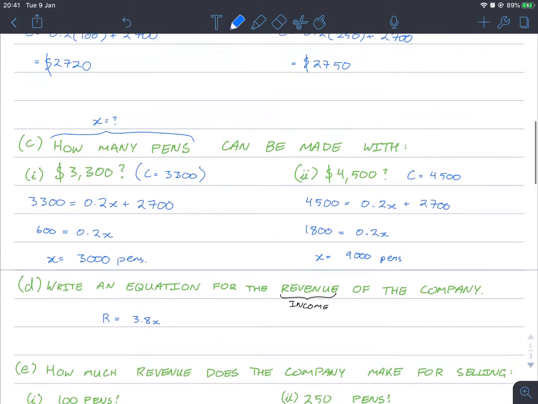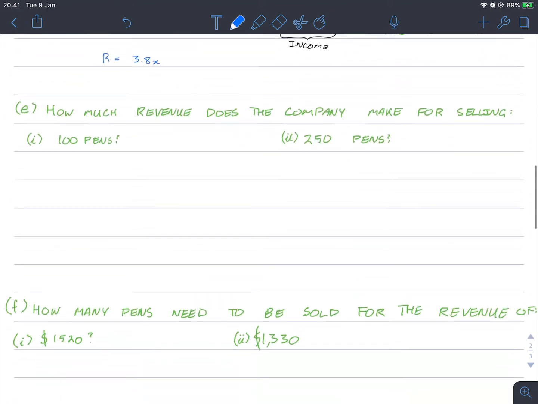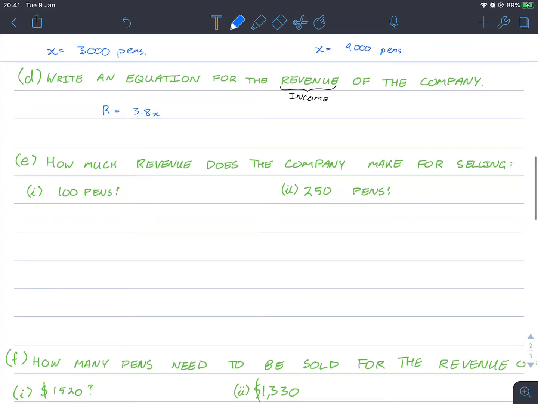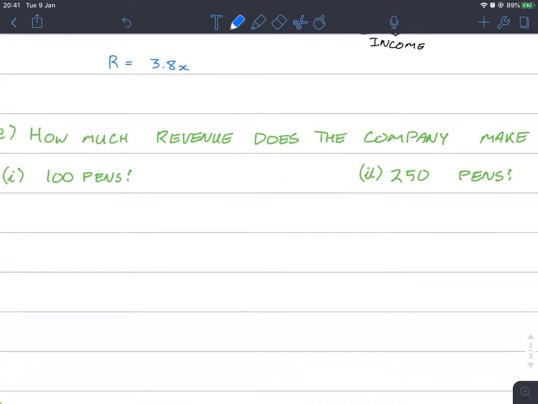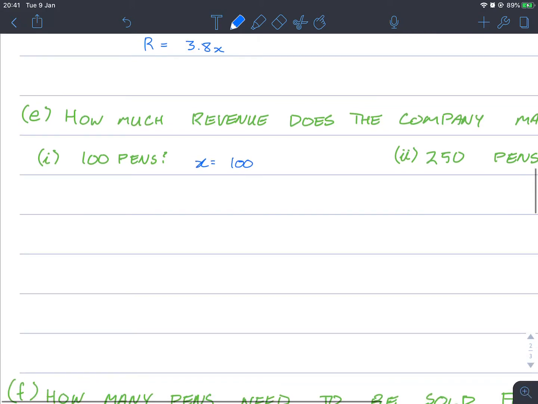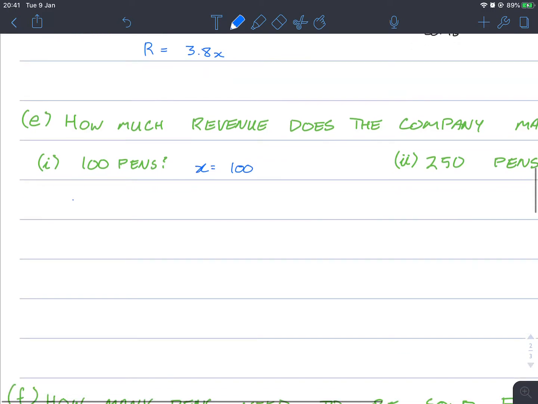So far we've constructed our formula for the cost of the pens, and we've constructed the formula for the revenue of this company's pens. So now, how much revenue does the company make for selling 100 pens? Well, in this case, X is equal to 100. And now it's just a matter of substituting this into the formula we've constructed. So it's going to be revenue equals $3.80 times 100. That's going to be $380.